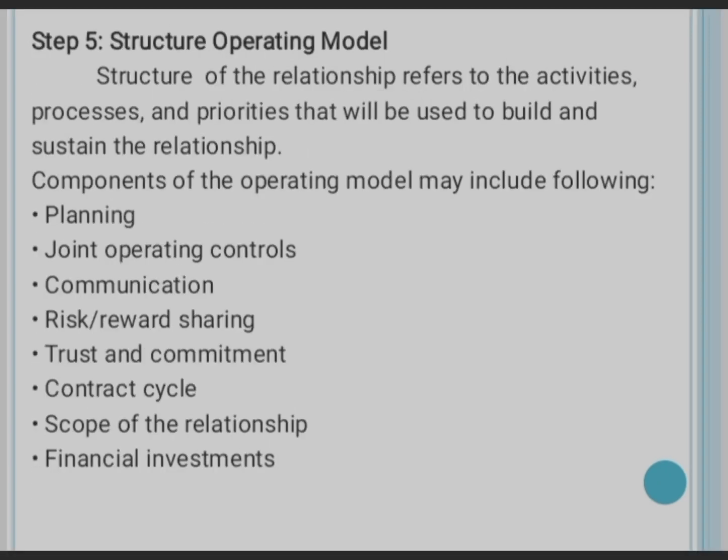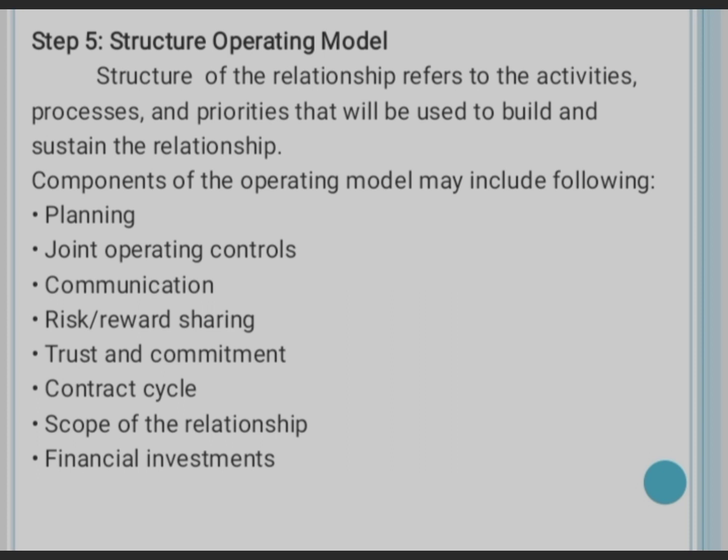Next is step 5, structure operating model. Structure of the relationship refers to the activities, processes, and priorities that will be used to build and sustain the relationship. Components of the operating model may include, number 1, planning. Planning refers to the process of setting goals, defining objectives, and developing strategies for the joint venture. Next is joint operating controls. These are monitoring mechanisms put in place to manage the day-to-day operations of the joint venture.